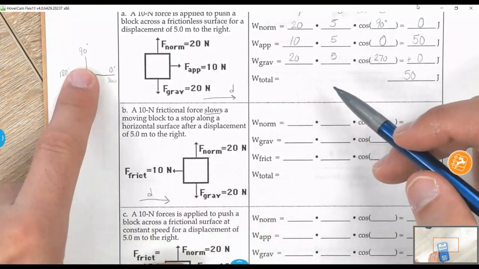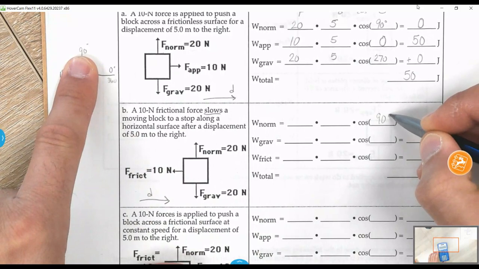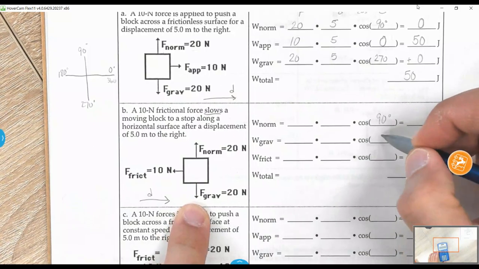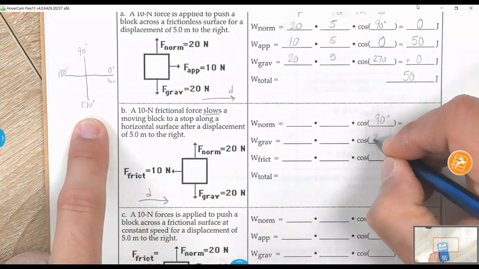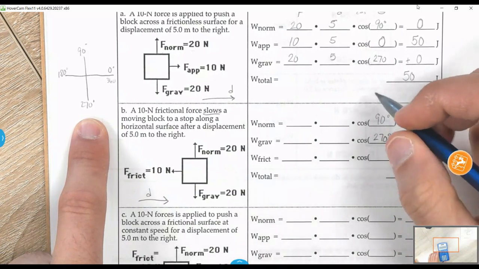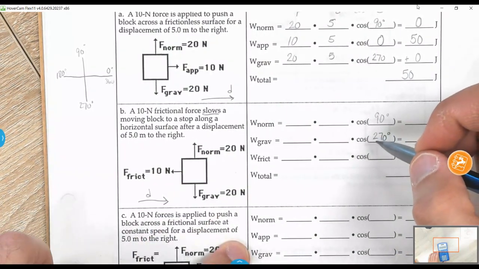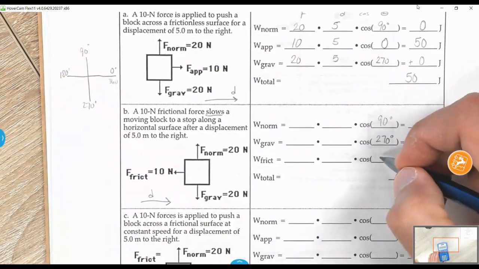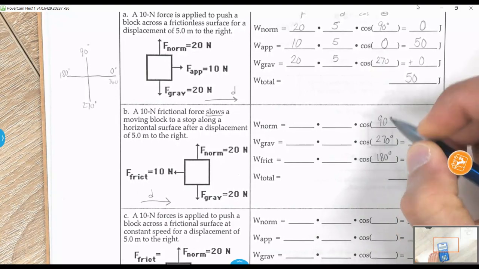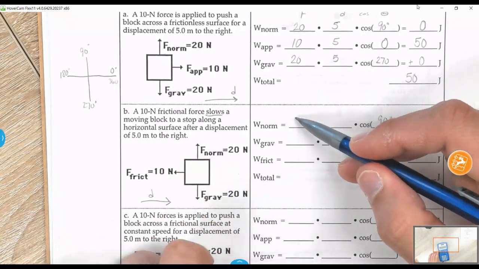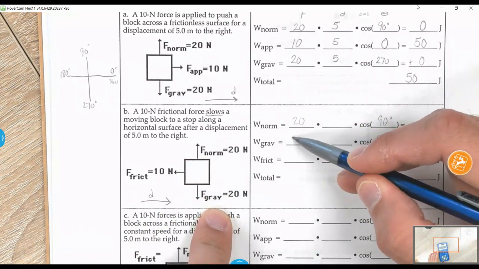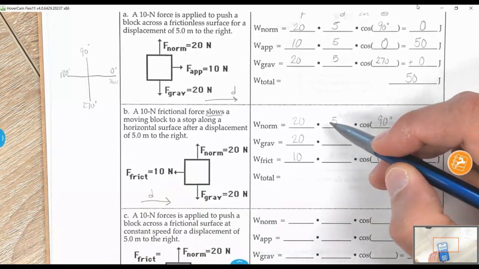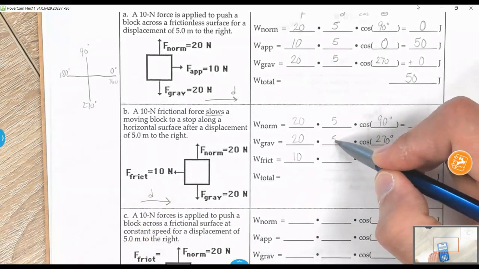Normal force would be going straight up, so that's 90 degrees. Gravitational force is going straight down, so that would be my 270 degrees. And friction force would be what? It would be 180. All right, and then plug in your numbers. So normal was 20 newtons, gravity was 20 newtons, friction force is 10. In each case, the displacement was 5 meters to the right.